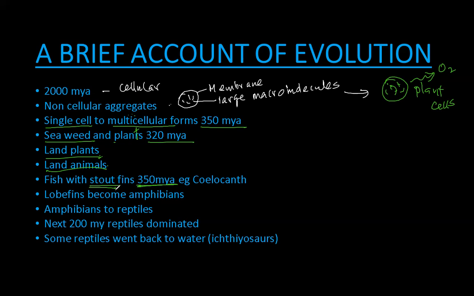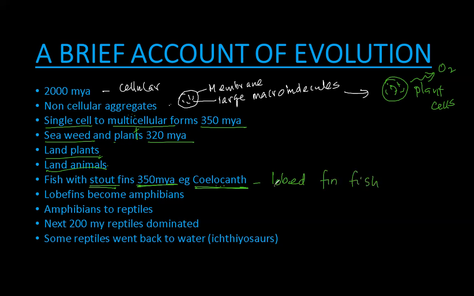They started living in places where there's less water. They kept moving, and in 1938 they found this fish. It's called coelacanth. Coelacanth is called a lobed fin fish.